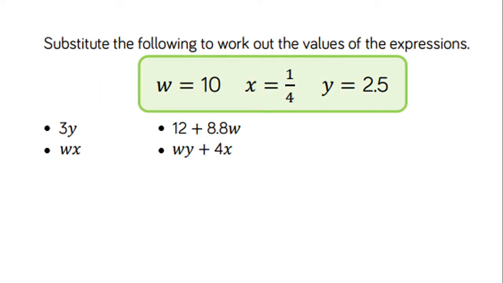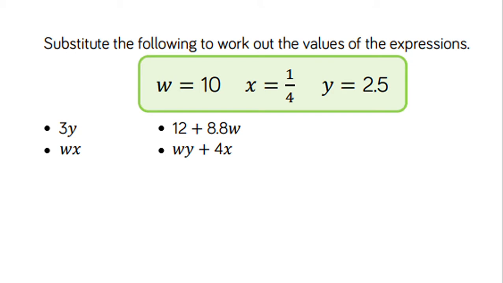Okay, this time it's slightly more difficult because you have to remember some of those algebraic conventions. I'll read the question to you and give you a little reminder. Substitute the following to work out the values of the expressions, where w equals 10, x equals a quarter, and y equals 2.5. I want you to think really carefully about these questions. The first one is 3y. Remember, when you have a number in front of a letter and there's nothing else there, that automatically means multiply. So that means 3 times y.